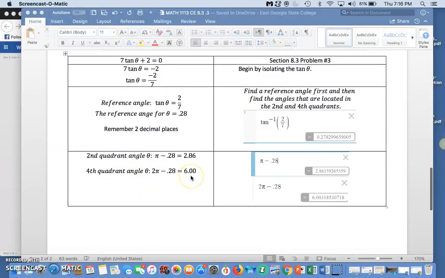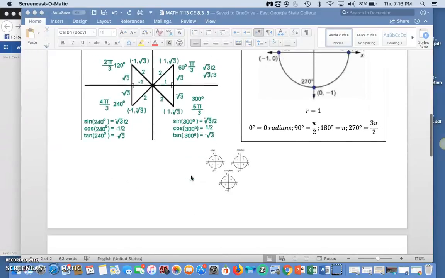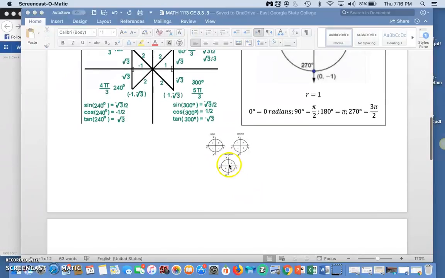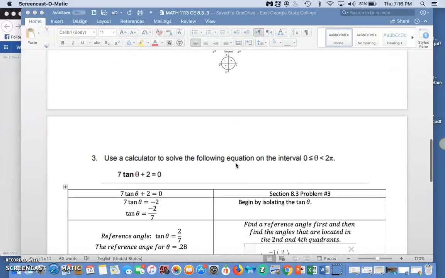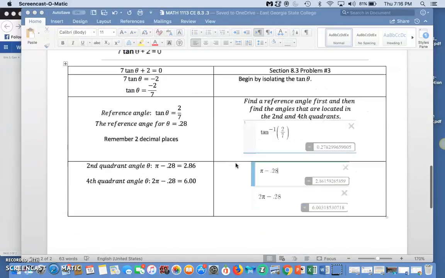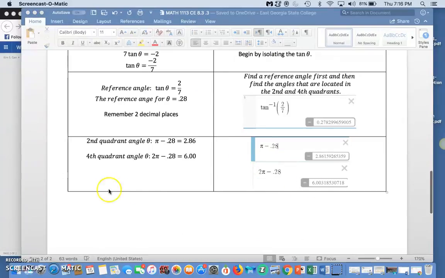2 pi minus 0.28. If you're in these quadrants right here, your reference is between the terminal and the x-axis. So subtract it from pi and then subtract it from 2 pi to get those answers.